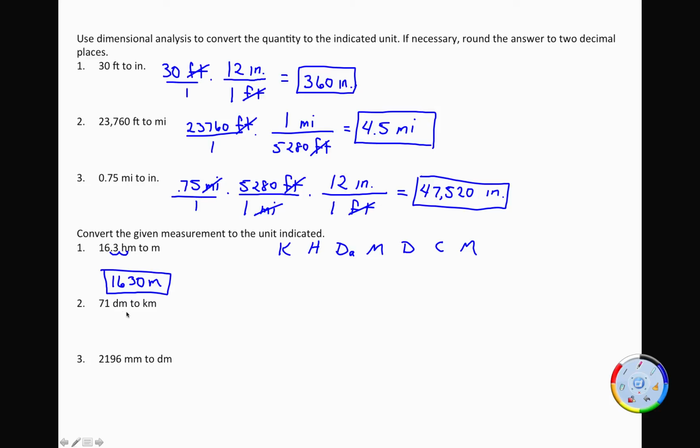So I'm going from decimeters to kilometers, meaning my decimal needs to go 1, 2, 3, 4 places to the left. Well, if there's not a decimal showing, it's right here. So 1, 2, 3, 4 places to the left. Again, as a double check, I'm going to a larger unit, so my number better be smaller.